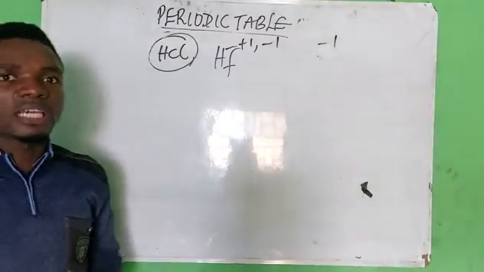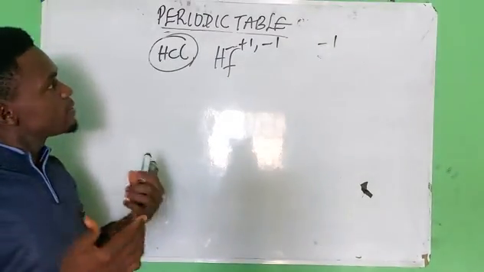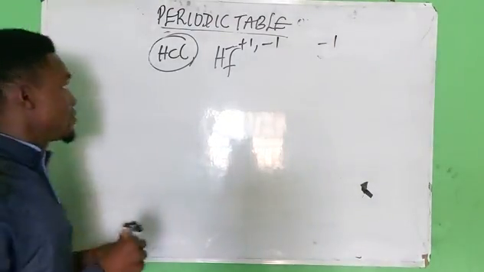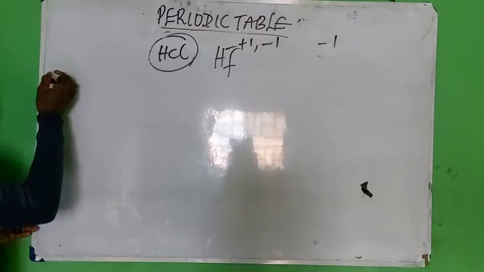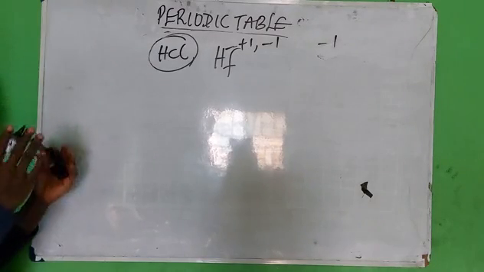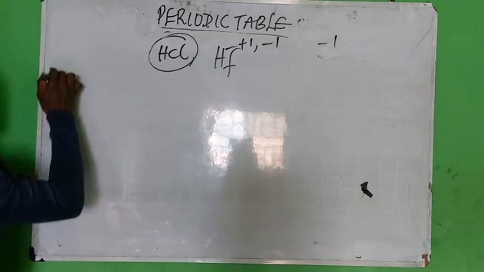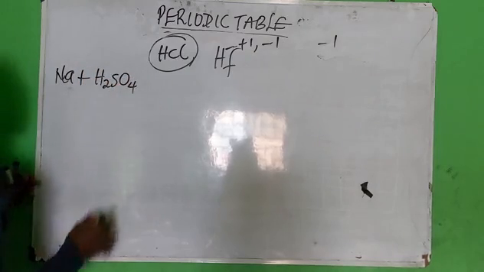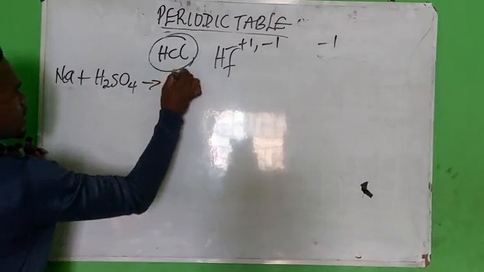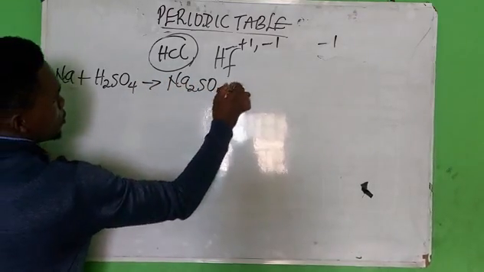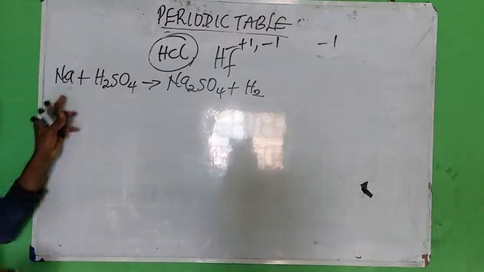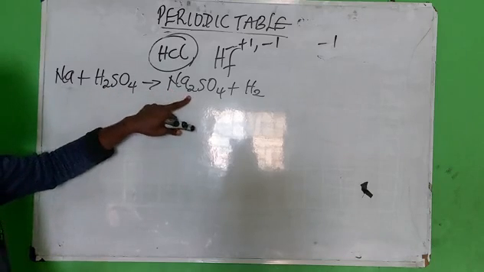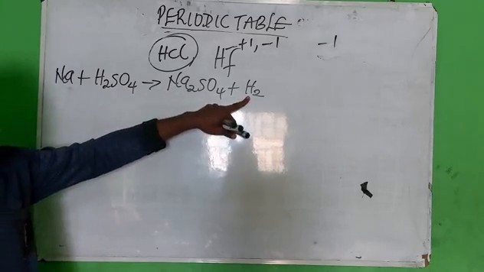So how do you think it is prepared? What are the various processes that can be used to prepare hydrogen gas? It is very easy. It is produced when metals react with dilute sulfuric acid. If I should react sodium with H2SO4, which is sulfuric acid, I'll have Na2SO4 plus H2. Sodium metal has reacted with sulfuric acid to produce sodium sulfate and hydrogen.